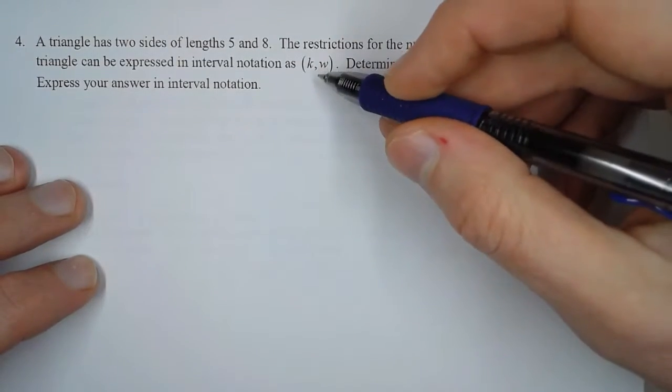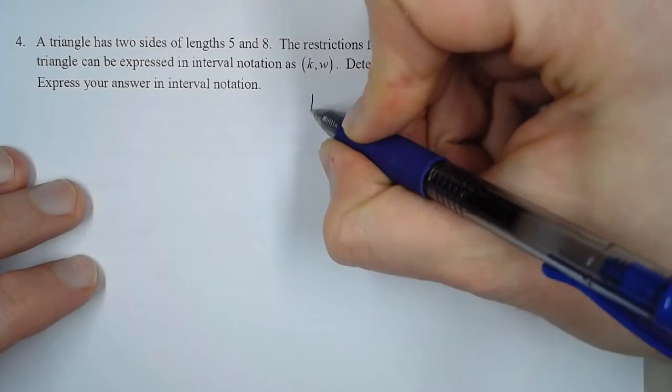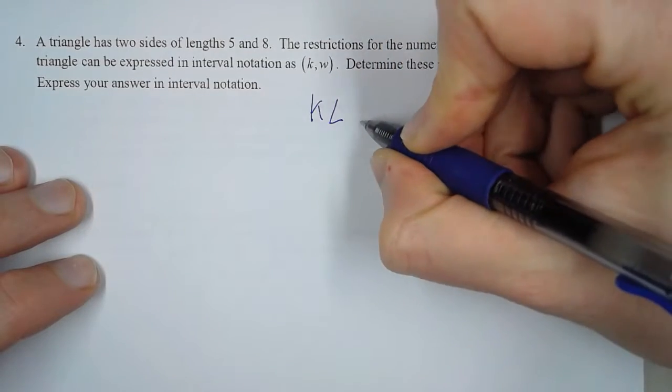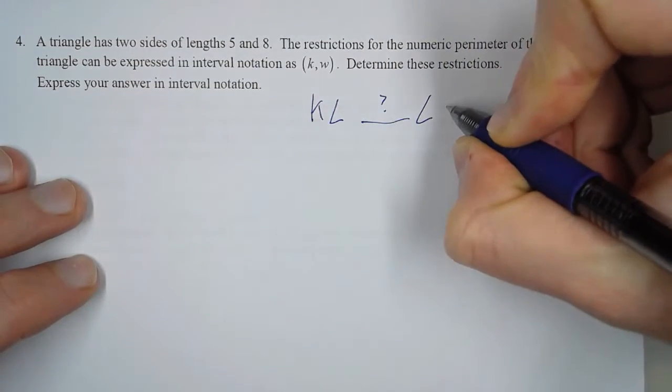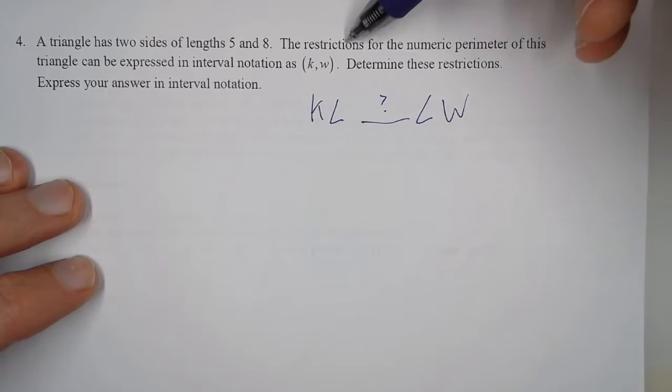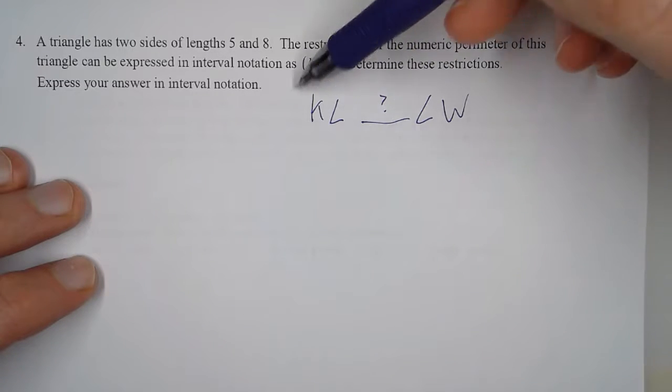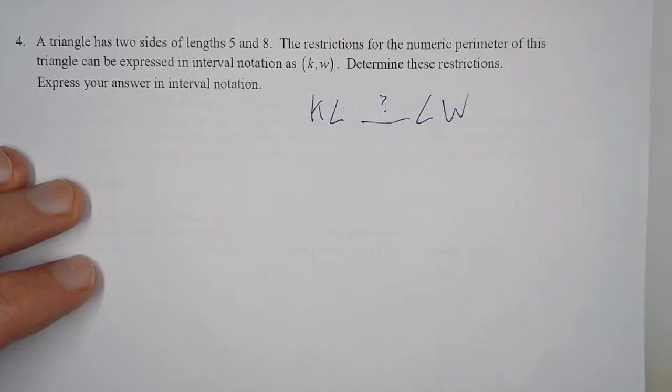Now, another way of thinking about interval notation is like this. k is less than whatever it is we're talking about, which is less than w. So if you're unfamiliar with interval notation, it's the same thing as an inequality.